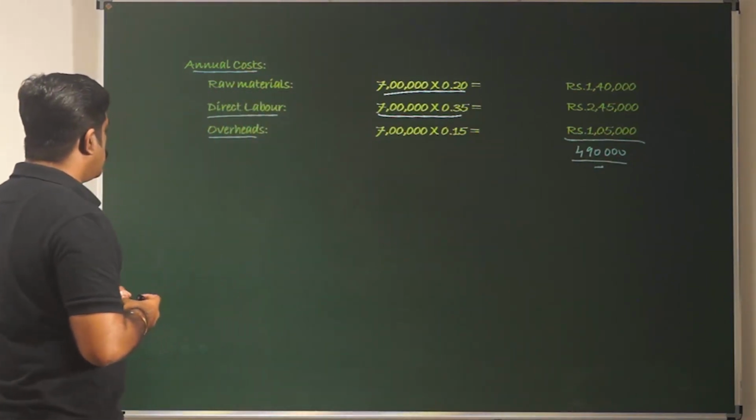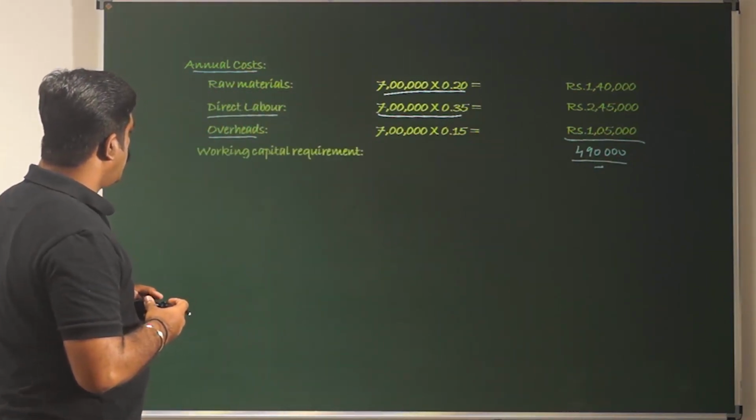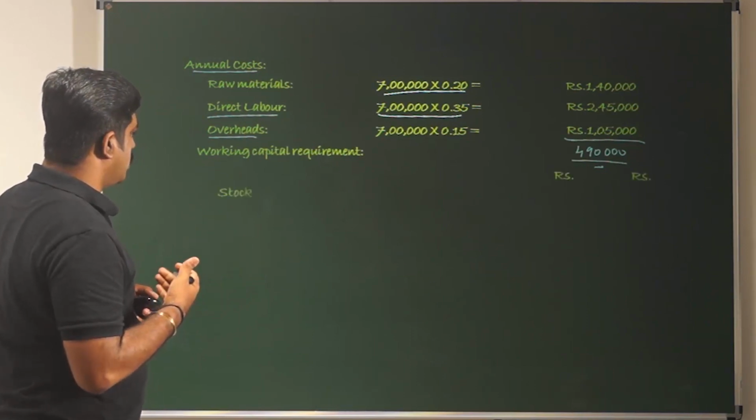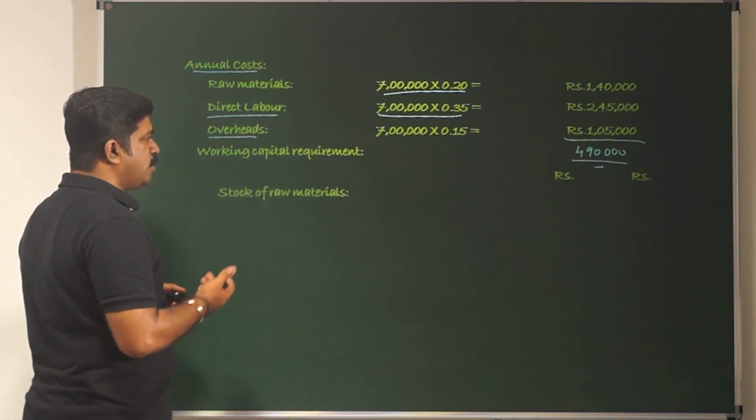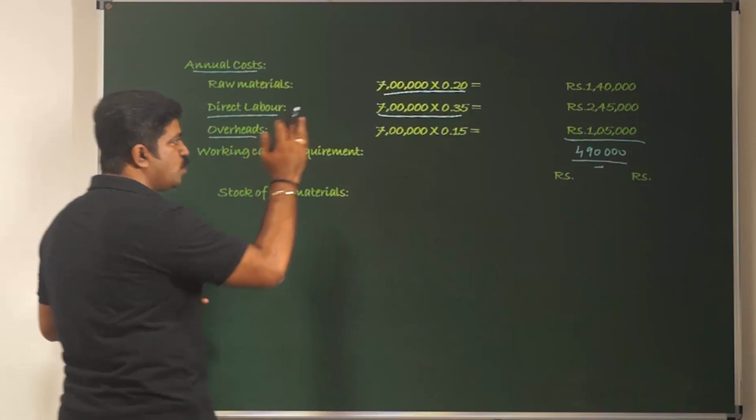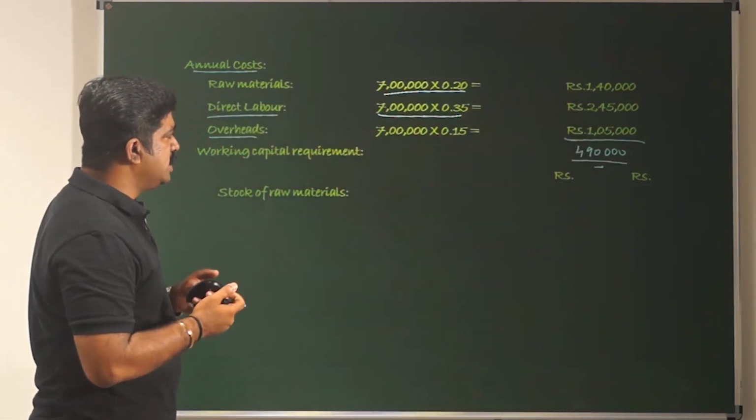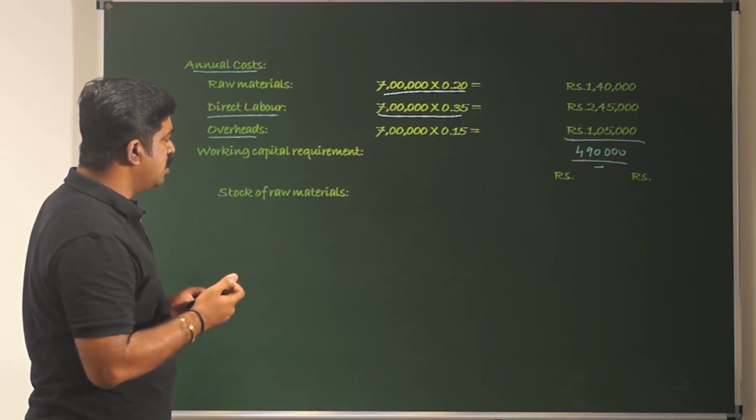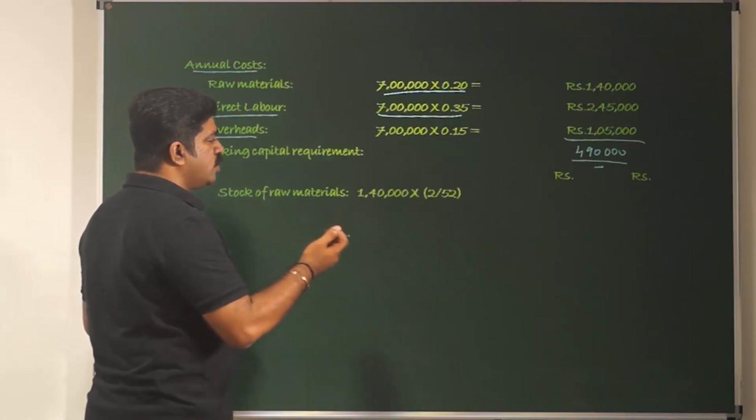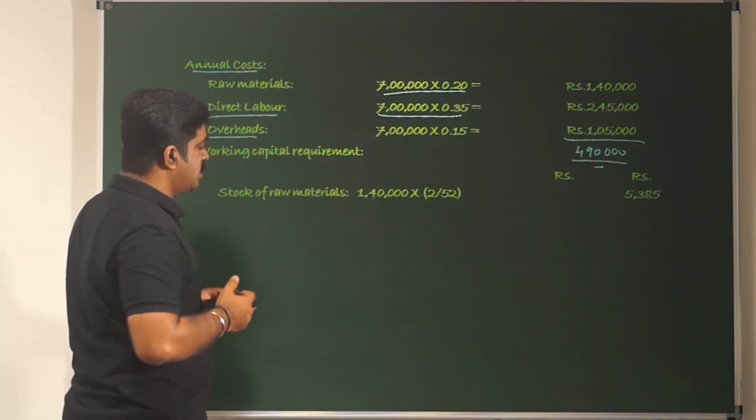Okay, so now we'll move on to working capital requirement. How we are going to find out the working capital that is required. To start with raw material, stock of raw material, what we have understood is this 140,000 is for 52 weeks. What is for 2 weeks? So 140 divided by 52 into 2, or 140 into 2 divided by 52, and what we get is 5385.